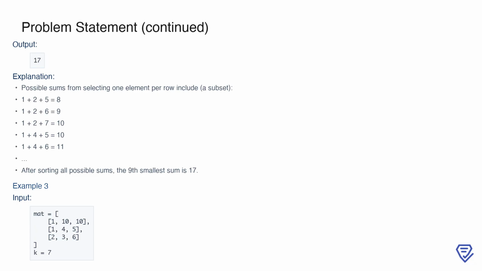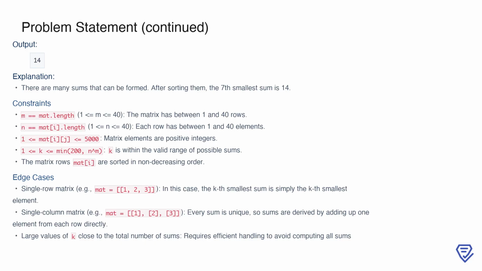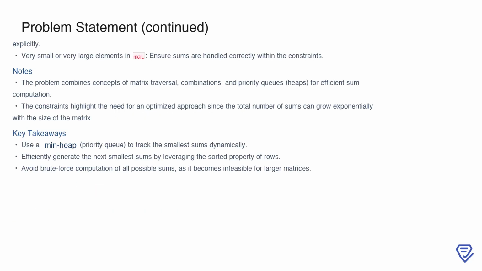be 17. In another example, if the matrix is [1, 10, 10], [1, 4, 5], [2, 3, 6], and k is 7, the output is 14. Here, there are numerous possible sums, and after sorting all of them, the seventh smallest sum is 14. This example demonstrates the importance of efficiently generating and sorting sums, especially when the matrix has multiple rows with varying ranges of values. This problem comes with some constraints and edge cases that must be considered.